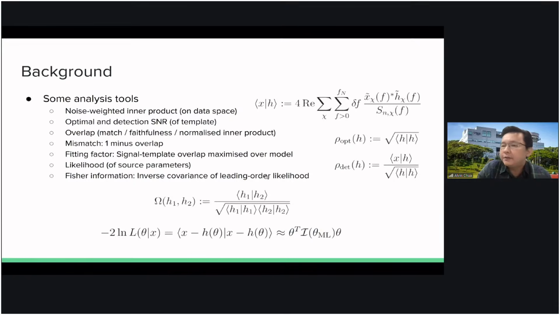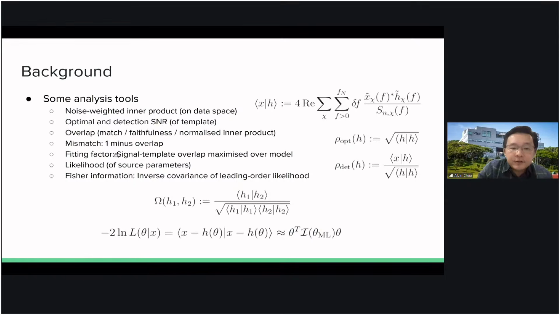It has many different names in the literature for historical reasons. It's also known as the match. Sometimes it's known as the faithfulness, but really what it is, is this inner product, but normalized. And because it's normalized, you can interpret it as the cosine of the angle between two templates in the data space. There's also a related quantity called the mismatch, which is just 1 minus the overlap, although the term mismatch has been used to mean 1 minus the fitting factor in many papers.